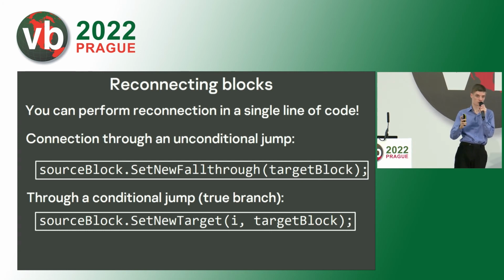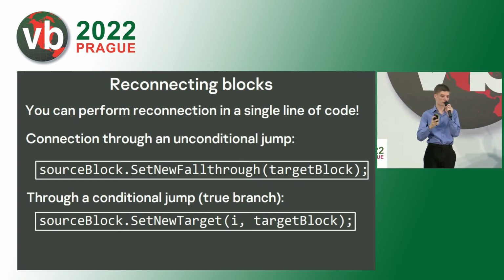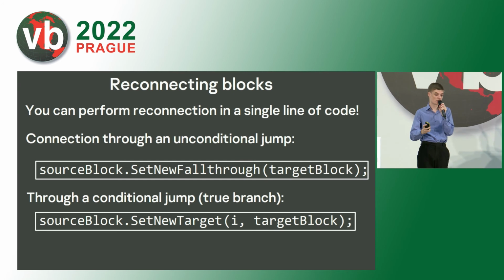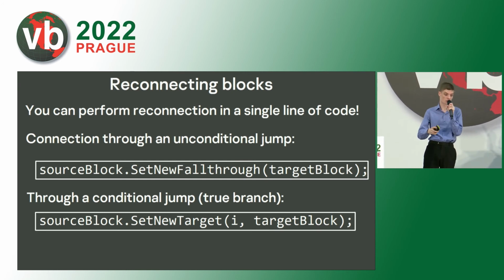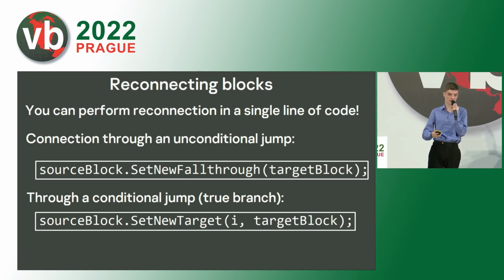If you want the two blocks to be connected through an unconditional jump, then we use the setNewFallthrough method. An unconditional jump may correspond to either an orange or a red arrow. But if we want the blocks to be connected through a true branch of an if statement, then we use the setNewTarget method.